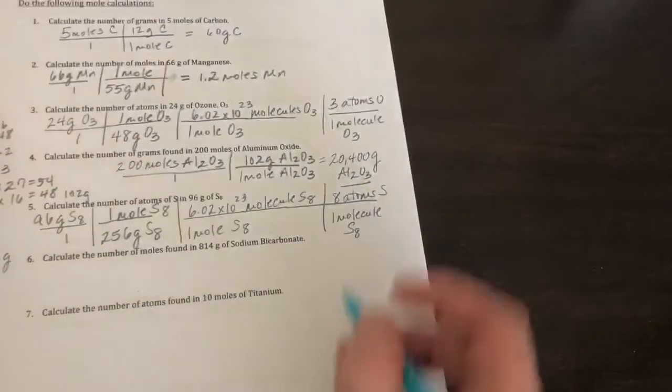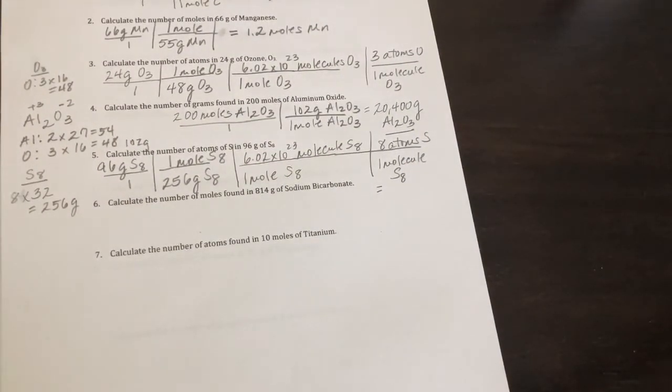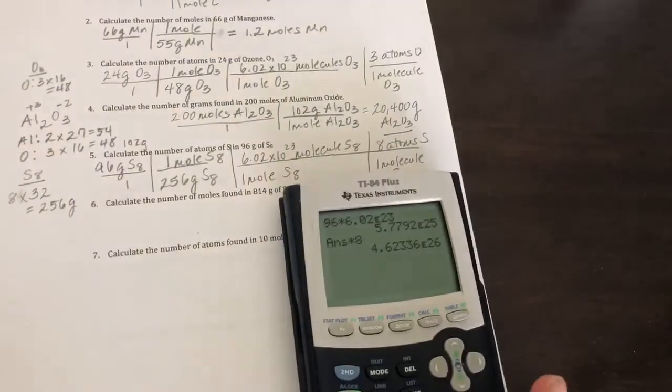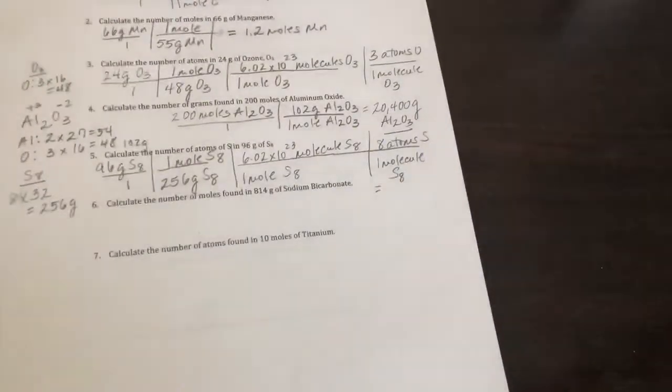Okay, so we're going to multiply all that in the calculator and divide, and should be good to go. So 96 times 6.02 times 10 to the 23rd times 8. And then I'm going to divide it by 256. You get 1.806 times 10 to the 24th.